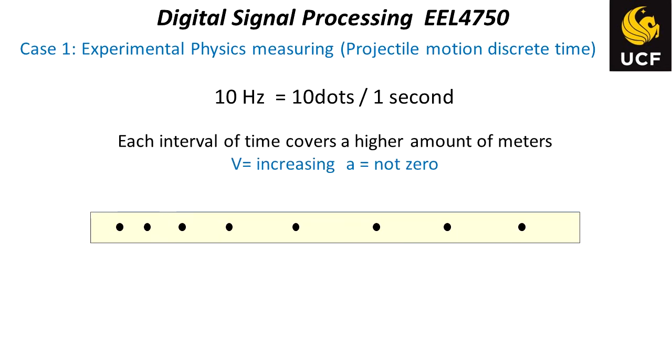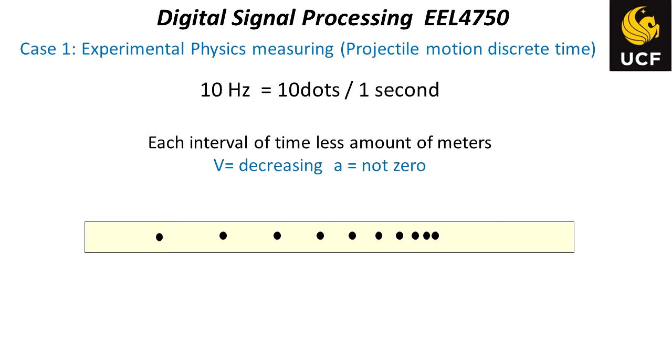For the next case, we have the same frequency, but we see that the distance between the dots is every time larger. This means that the object speed is increasing and acceleration is no longer 0. For this case, we see that the distance between the dots every time is shorter. So in this case, the speed is decreasing and the acceleration is not 0.